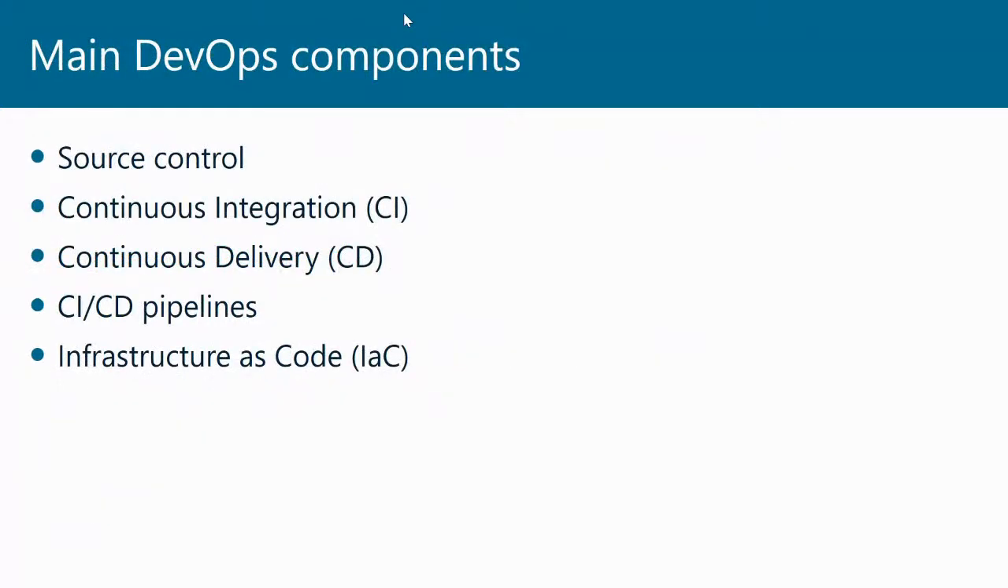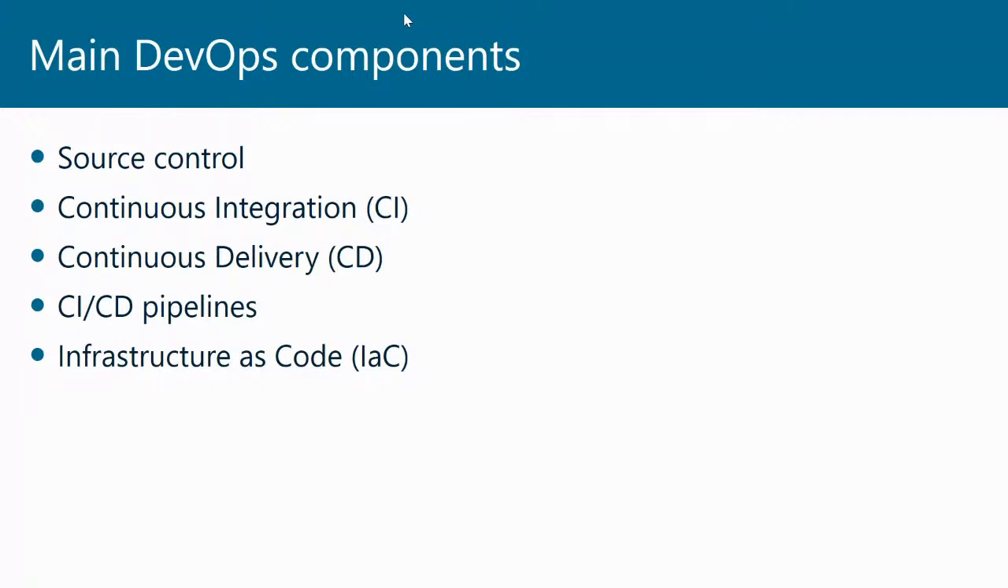Here are the main DevOps components. Source control is one big aspect of it. That's been around for a long time. Source control, I do remember 10 years ago. In fact, 20 years ago, I remember people doing source control. There's continuous integration, which is also referred to as CI. There's continuous delivery, which is referred to as CD. And then there are CI/CD pipelines, which is what we will be discussing in this session. In fact, a big focus of what we will talk about here is those CI/CD pipelines.